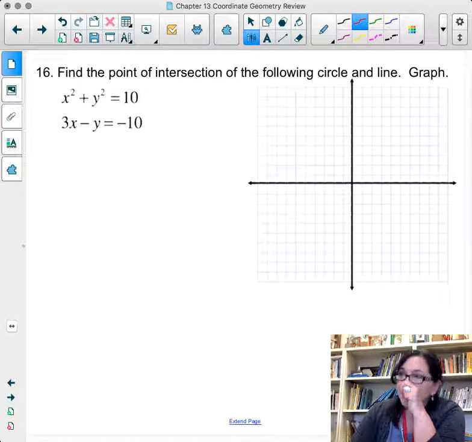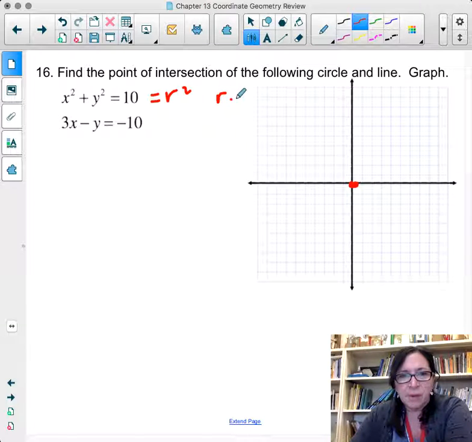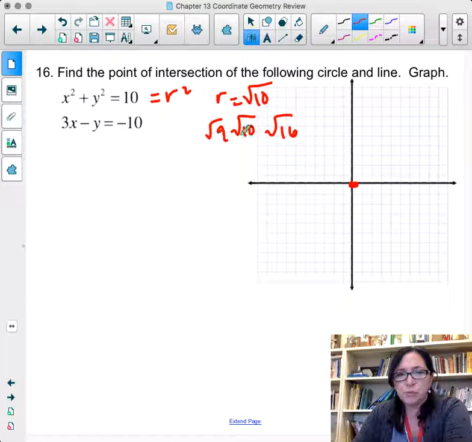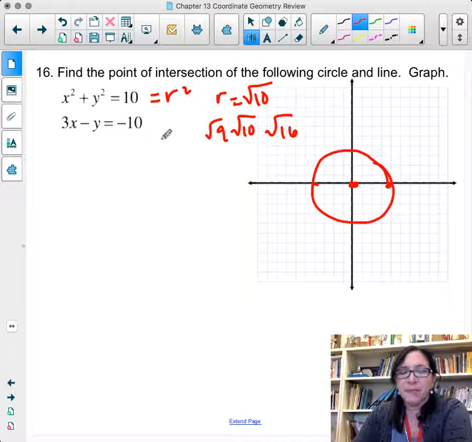Find the point of intersection of the following circle and line. So this is a circle. It has a center of (0, 0), and 10 is the radius squared. So that means my radius is the square root of 10. Now, the square root of 10 is in between the square root of 9 and the square root of 16. So it's pretty darn close to the square root of 9, which is 3. So it's going to be 3 and some. I'm not really sure approximately, but it's about 3 plus a little bit.